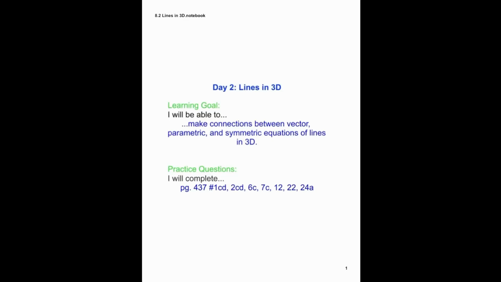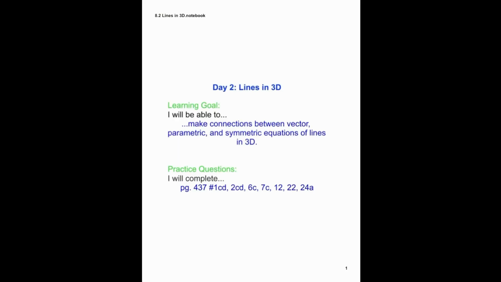We know that in two-space, lines can be represented using vector equations, parametric equations, scalar equations, or just a plain old equation in slope y-intercept form. But as you have come to understand in this course, things in the real world rarely happen in 2D, so we need to be able to work with lines in 3-space or 3 dimensions. A line in 3-space can be defined by a vector, a parametric, or what we call a symmetric equation, and that's what we're going to look at today.